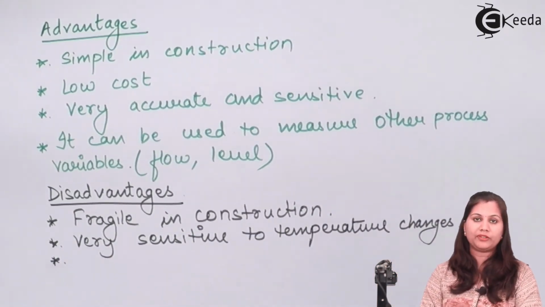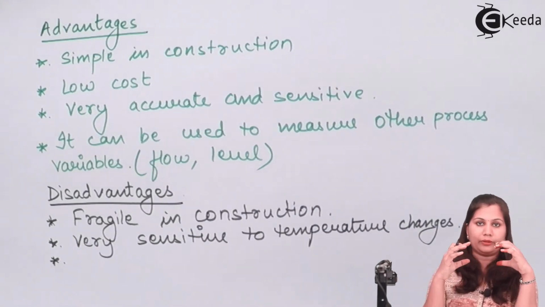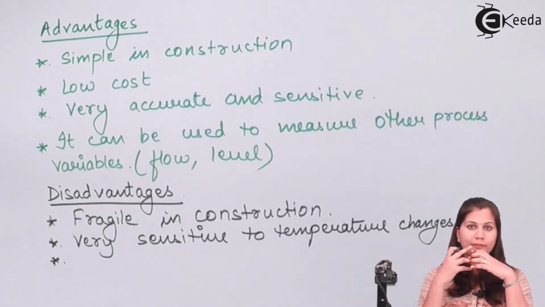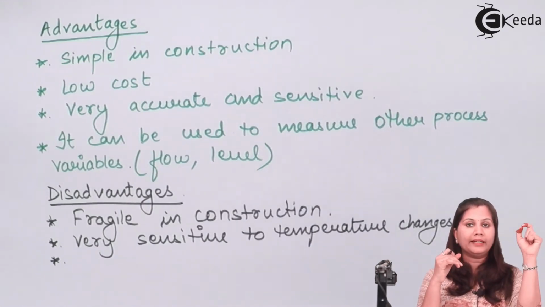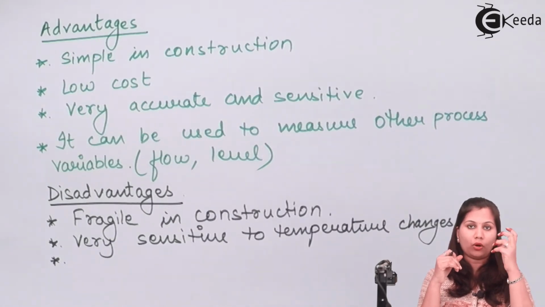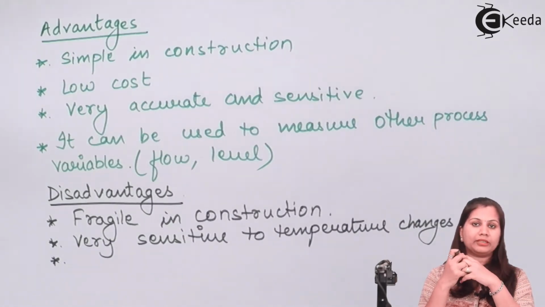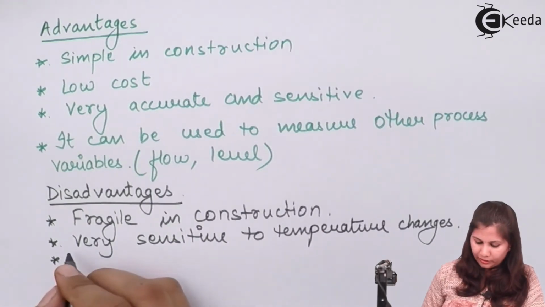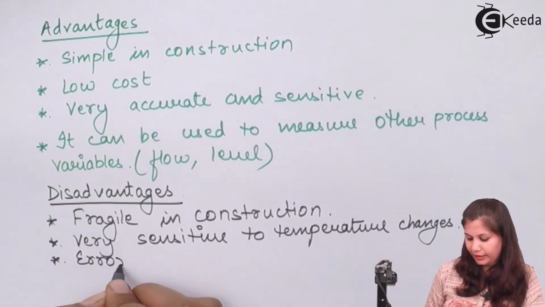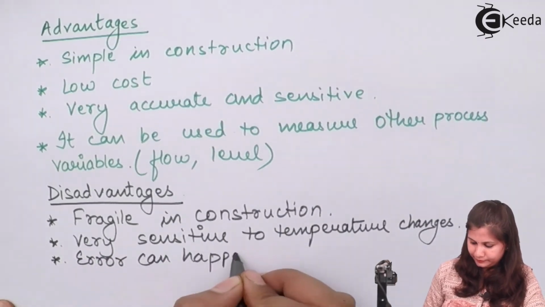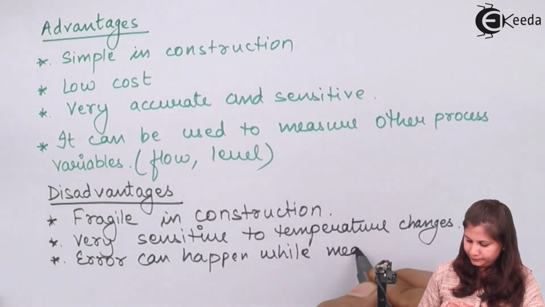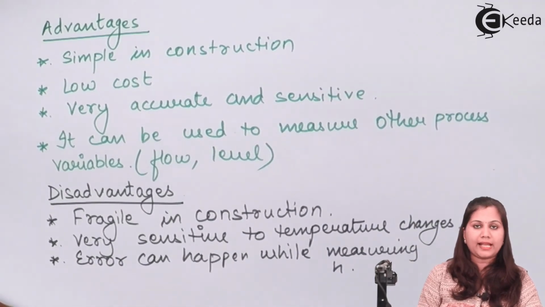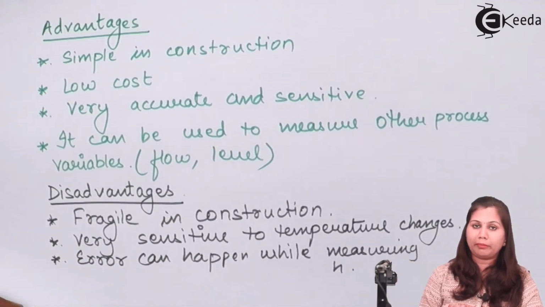And also, because we are measuring the height of the liquids in the two columns, parallax error can occur while the observer is taking the readings by reading the scales or the graduations on the tube. So it may happen that the observer can take wrong readings of the height. So error can happen while measuring the height. So these are the advantages and disadvantages of the U-tube manometer.